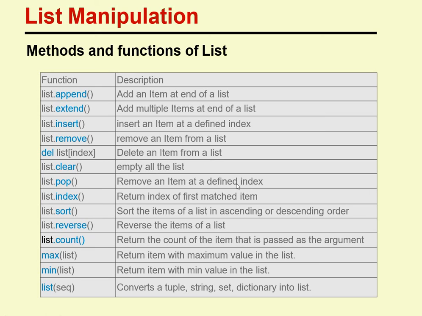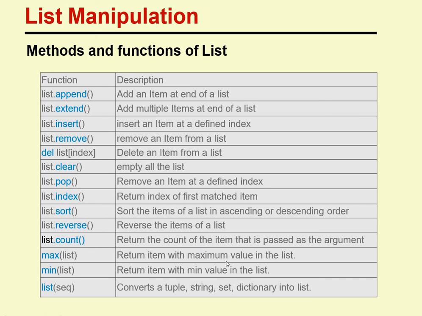Pop will remove an item at a defined index. If you are not giving any index here, the last element of the list will get removed, and whichever element is removed, that will be returned and displayed. Now list.index will return the index of the first matched item, where whatever item you are giving, the first place where it is coming in the list will get displayed. Now sort will sort in ascending or descending order. Reverse will reverse the items of the list. Count, list.count will return the count of the item. So whatever item you are giving, how many times it is occurring in the list will get displayed.